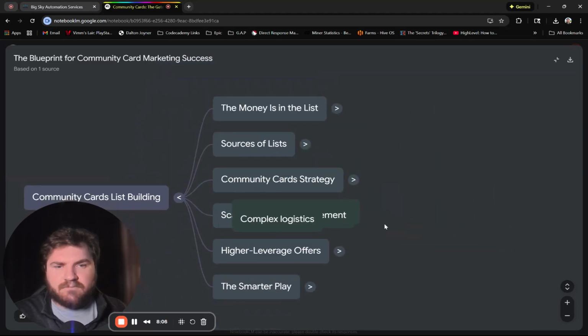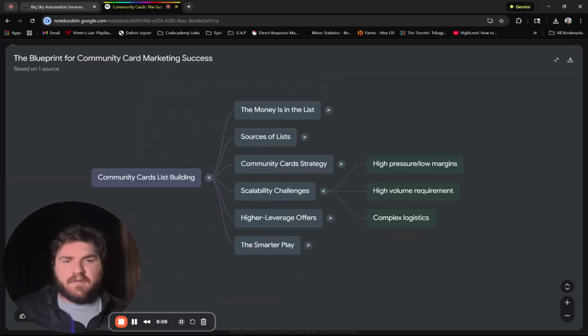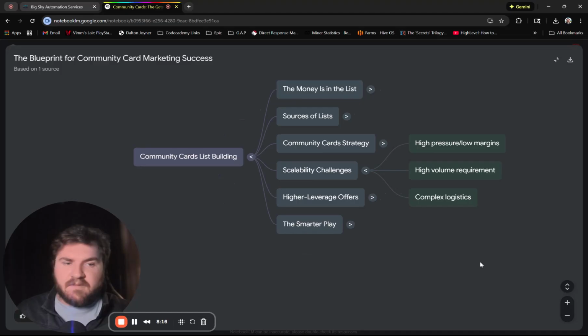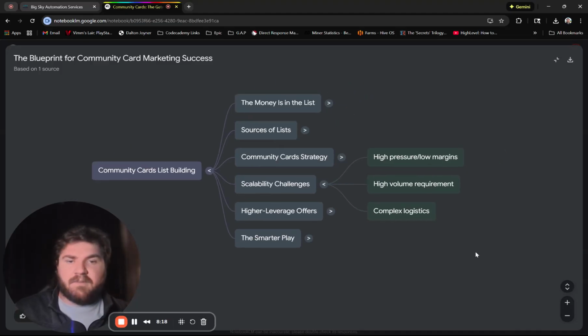Back up a little bit. The thing about the community cards, like I said, is they're high pressure, low margins, and they require 16 businesses. And if you're going to set up a big scale operation, you will not have the actual team.